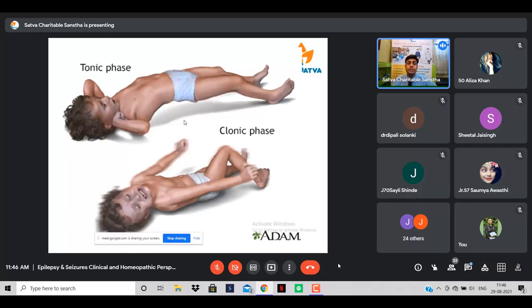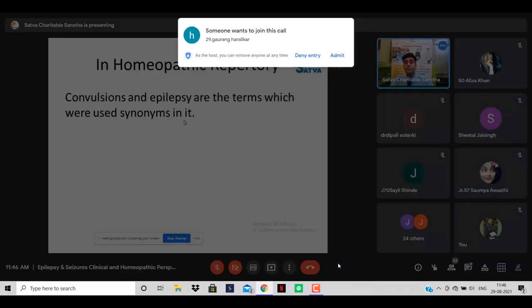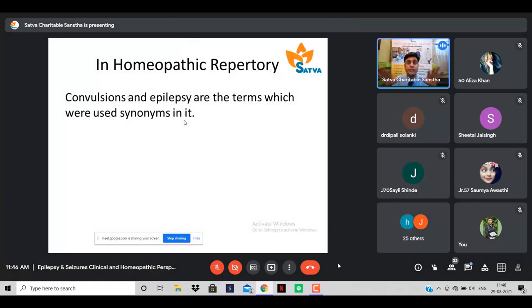which we will talk about when we are talking about generalized tonic-clonic convulsions. Often in homeopathic repertory, convulsions and epilepsies are terms which are used synonymously. So when we are trying to clinically understand, we first of all have to understand that epilepsy is a diagnosis which is achieved after ruling out other pathological causes of the brain. First thing. Second, when we are looking into a repertory, epilepsy is reflected as a chronic phenomenon.